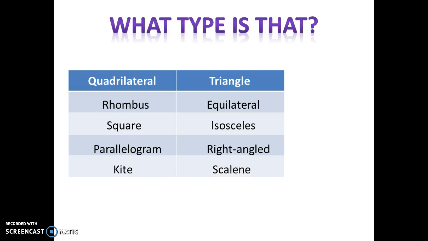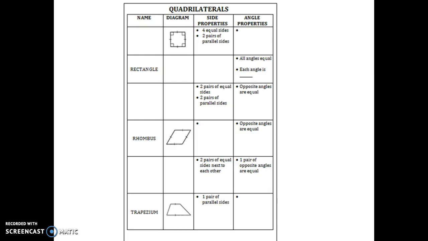So you need to know all of these names off by heart. So what are they? So let's look at the properties. We've already looked at triangles. Let's look at our quadrilaterals now. So take this sheet and you can pause the video and see what ones you can fill in by yourself and then check your answers.